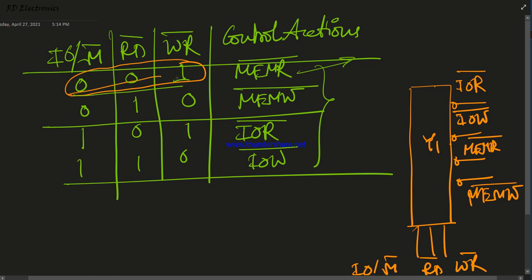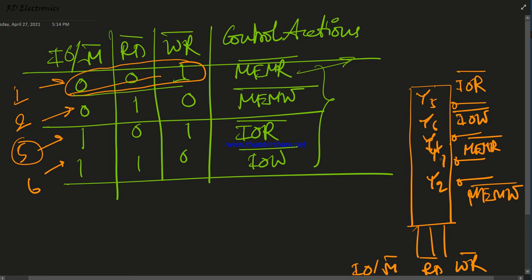That means this memory read bar is coming from Y1, because 001 is binary. So what is the decimal equivalent? The decimal equivalent digit is 1 in the decoder. Next one is 010, that means 2. Next one is 5. Next one is 6. This 101 is the binary form of 5, so that's why we write here 5. So from Y2 we get memory write bar. From Y5 we get this, and from Y6 we get this.